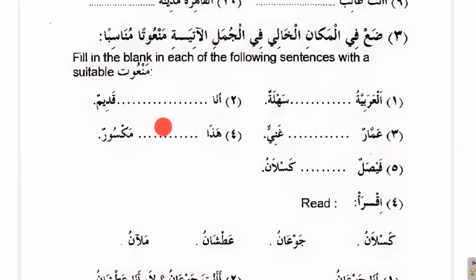Haza, you put a noun you want. Maksurun. Maksurun means what? Broken, right? So you can put in a noun that is man'ut. That's why you should fill in with man'ut, the noun that is described, a qualified noun here. So haza, you can see maktabun maksurun. This is a broken table. Okay.